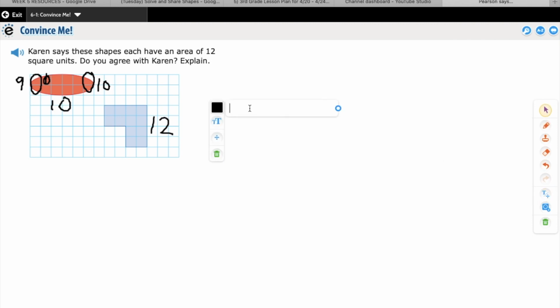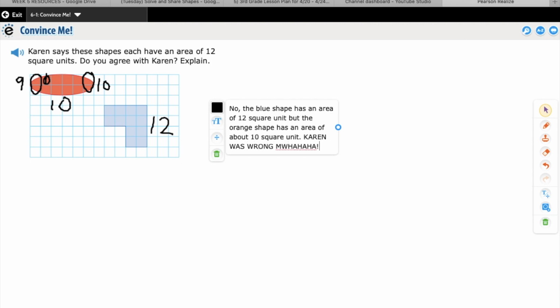So at the bottom, go ahead and write no. The blue shape has an area of 12 square units, but the red or orange, I'm going to say that's orange, the orange shape has an area of about, kind of estimated, about 10 square units. So Karen was wrong. Okay, so that is it for your convince me.